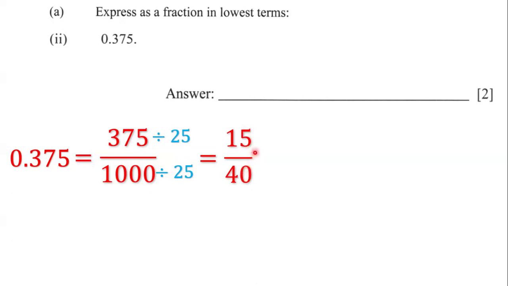There is a number that we can use that can go into both 15 and 40 without leaving a remainder, and we can use 5. So we have 15 divided by 5, and that is definitely 3. And we have 40 divided by 5, and that's definitely 8. And so that means that 0.375 written as a fraction in lowest terms is 3 over 8.